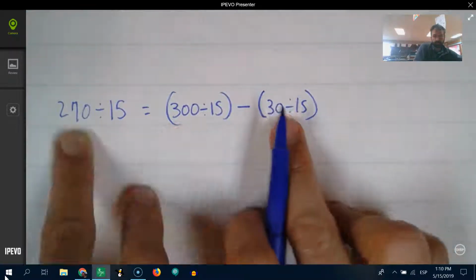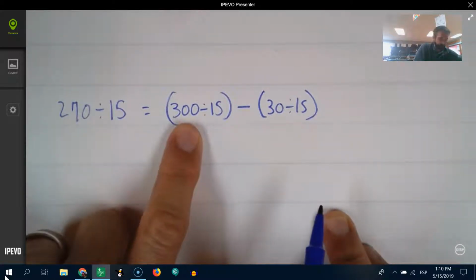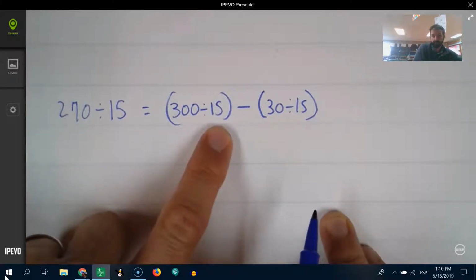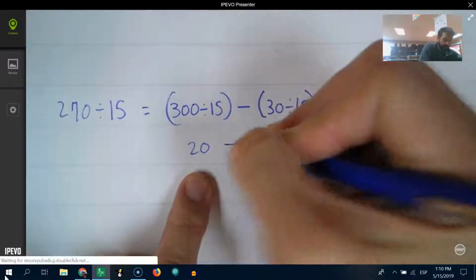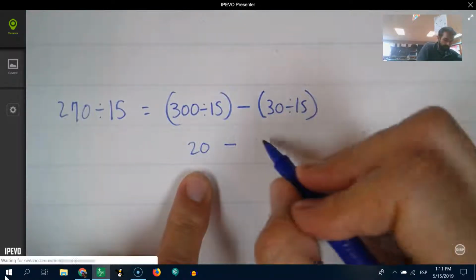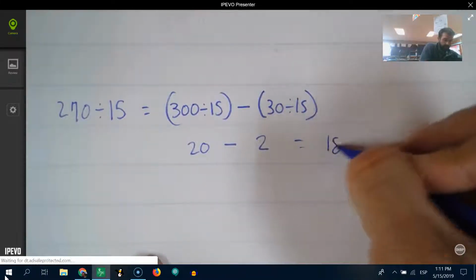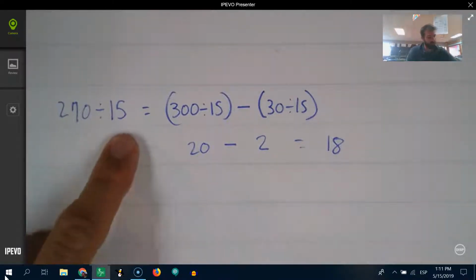Right? Because 300 minus 30 is 270. So how does that help us? Well, 300 divided by 15, I should know 30 divided by 15 is 2. So 300 divided by 15 is going to be 20. And I'm going to subtract 30 divided by 15, which is 2. And so that's going to make my answer 18. Again, splitting apart numbers, splitting them apart, putting them back together, thinking about what my divisor is, multiplying.